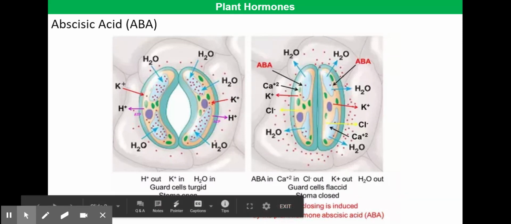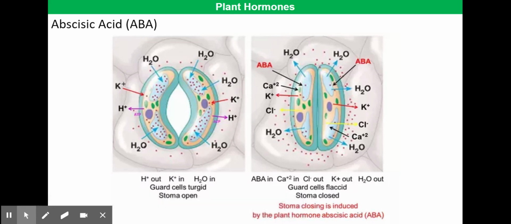So here we have an image to help us understand how ABA acts. Now, ABA is a hormone, a plant hormone, that binds to receptors on guard cells. Now, when it does this, it causes a change in ionic concentration inside the cells. This then reduces the water potential inside the cells, as well as the turgor. So in this diagram, you can see on the left-hand side there, we've got hydrogen ions moving out and potassium ions moving in, water also osmosing in there. This causes guard cells to become turgid and we have an open stomata.